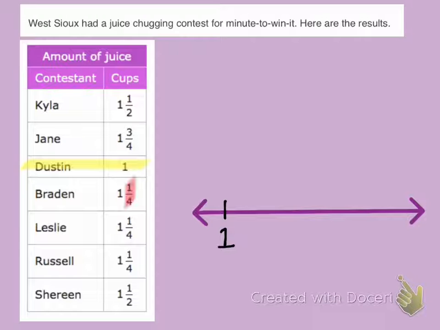Then we're going to find the smallest fraction that's used. So I saw 1/2, 3/4, and 1/4. The smallest one that I saw out of all those was 1/4. And that's what we are going to count by to fill in our number line.